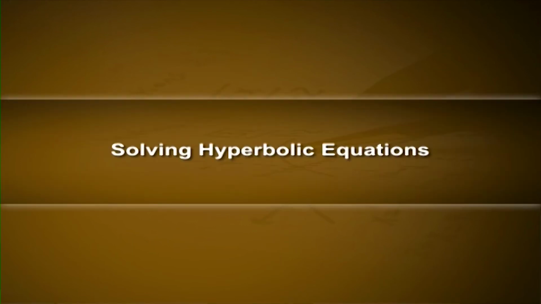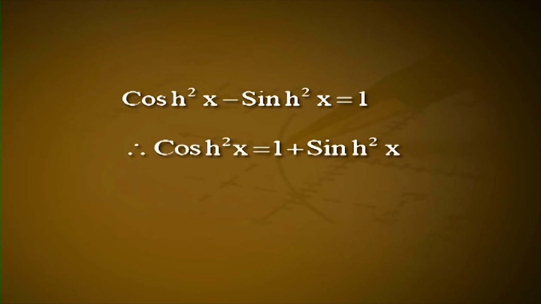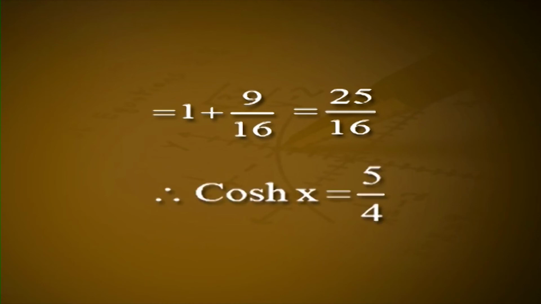Solving hyperbolic equations. Solve sinh x is equal to 3 by 4. We have cosh square x minus sinh square x is equal to 1. Therefore, cosh square x is equal to 1 plus sinh square x, which is equal to 1 plus 3 by 4 whole square is equal to 1 plus 9 by 16 is equal to 25 by 16. Therefore, cosh x is equal to 5 by 4.